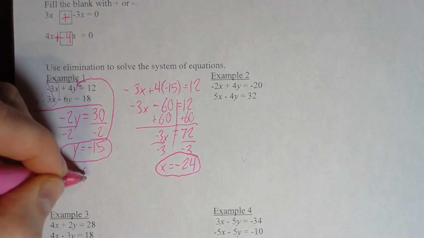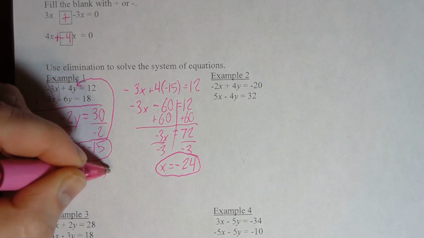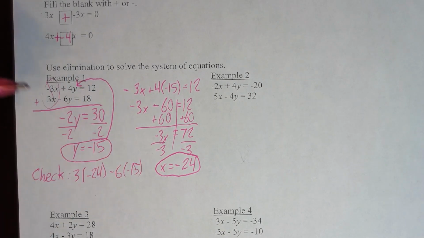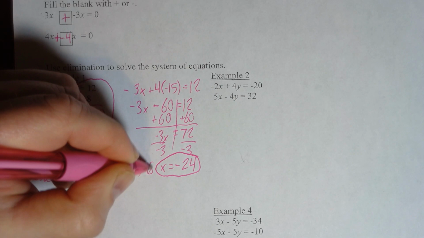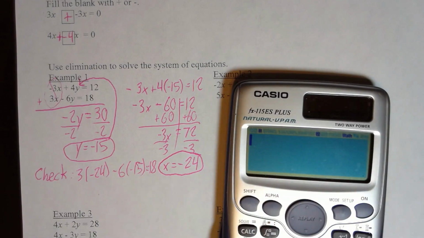So I've got 3 times negative 24 minus 6 times negative 15 equals 18. Now, I could do this, but I want to show you that this part of checking shouldn't take you a lot longer, because some of us fear that hard work. So you just take your calculator out real quick if you want to. That helps us also keep our focus on what we're really trying to do.